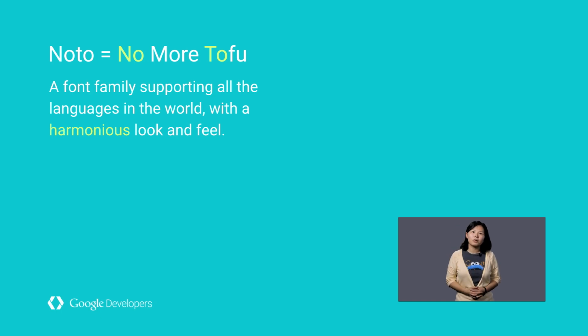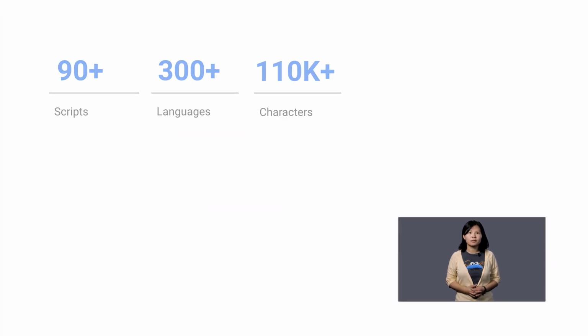With the goal of supporting all languages with a harmonious look and feel, Google has been developing a font family called Noto. Noto is Google's answer to tofu. The name Noto is to convey the idea that Google's goal is to see no more tofu. To date, Noto has supported over 300 languages using more than 90 scripts covering 110,000 characters.